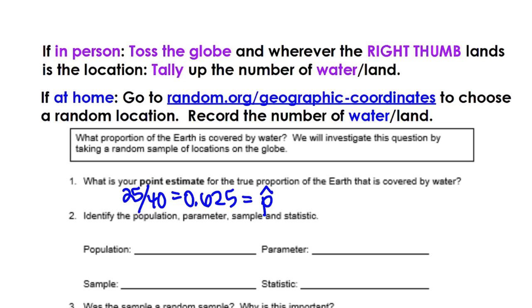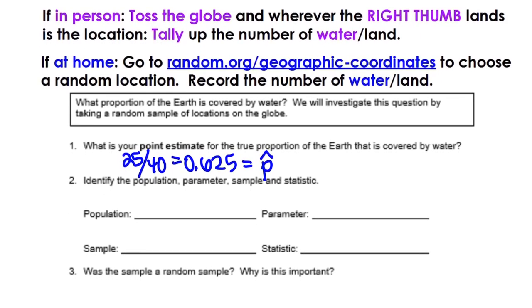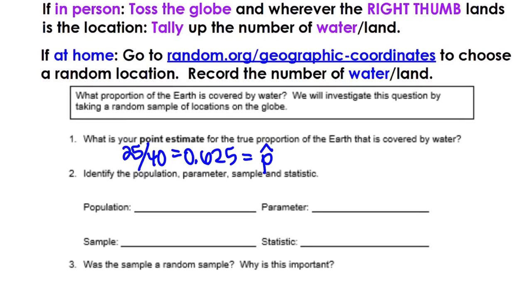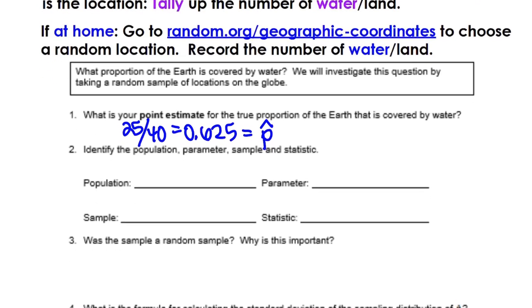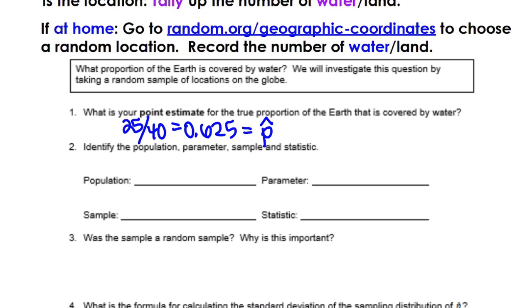For the population, parameter, sample, and statistic, we'll just do that part together really quickly as well, and then I'll let you pause to finish this part of the activity. So population, we're going to say Earth.